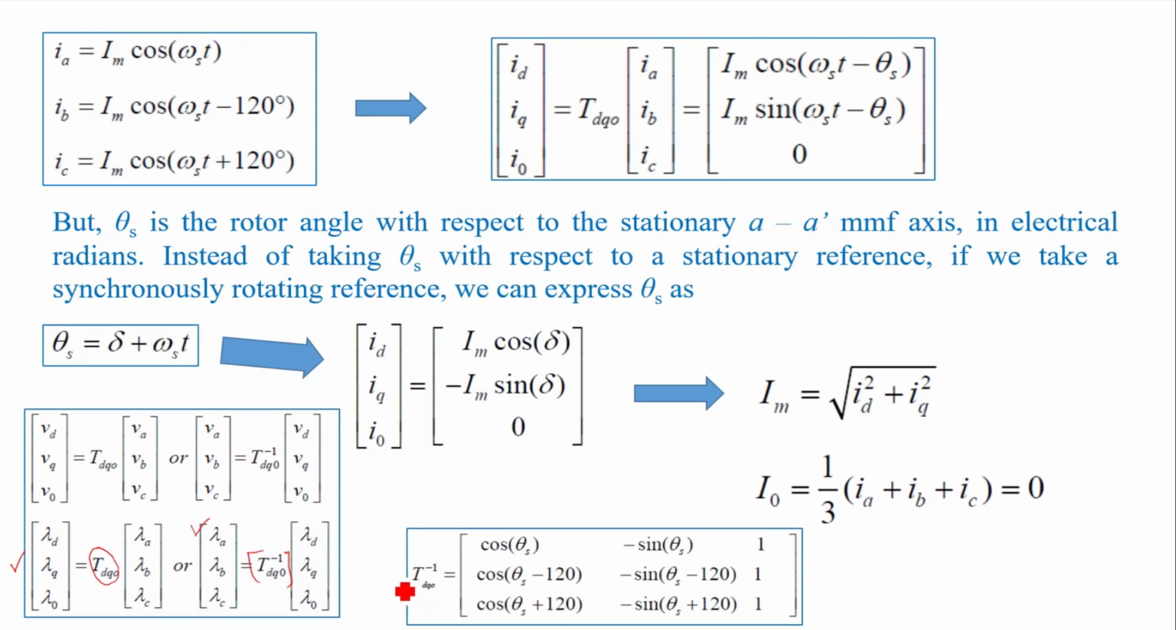And if we take the inverse of TDQO, where K1 equal to 2 by 3 and K2 equal to 1 by 2, we find it becomes a very simple matrix. The first row is cos theta s, minus sin theta s, 1. The second row elements are cos of (theta s minus 120 degrees), minus sin of (theta s minus 120 degrees), 1. And the third row elements are cos of (theta s plus 120), minus sin of (theta s plus 120), and also 1. So we get a similar matrix except for a few changes.